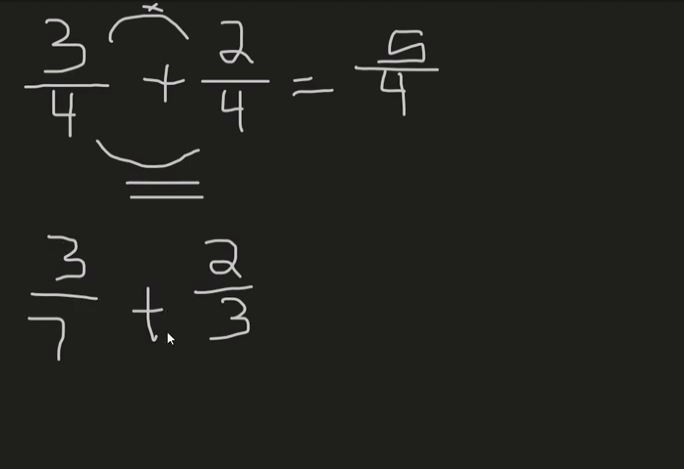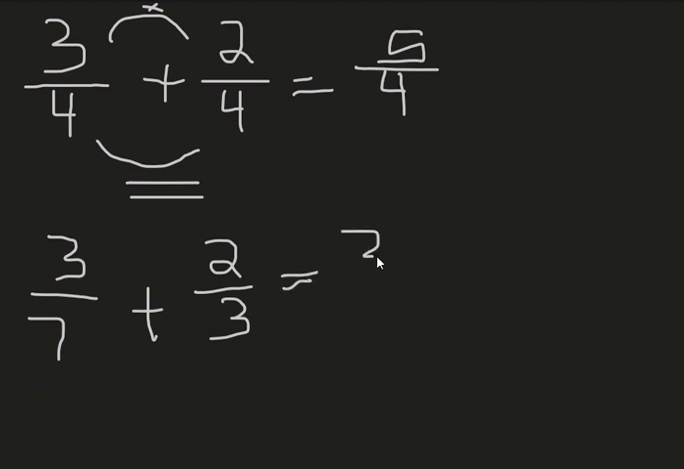So to make the denominators equal, we can multiply the numbers by each other. So 7 times 3 and then 3 times 7. And then the denominators will be the same. But we also need to multiply the numerators by the number. So let me show you how.